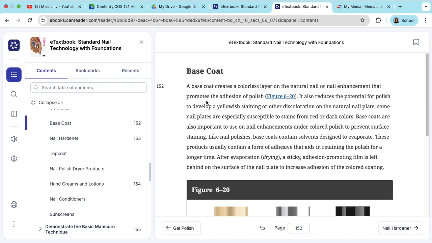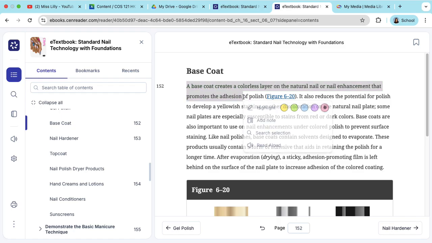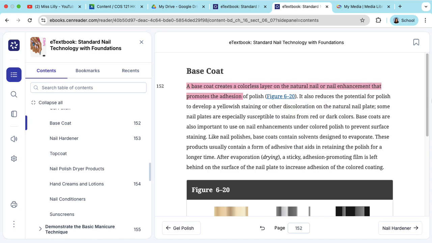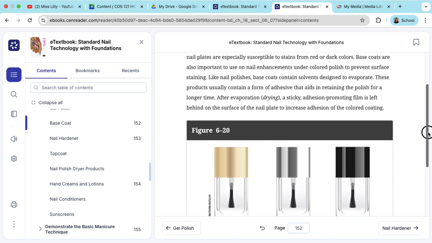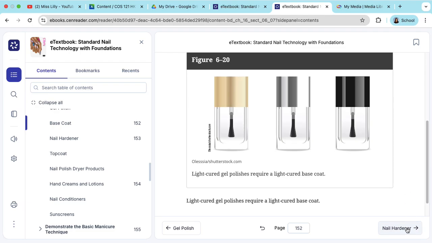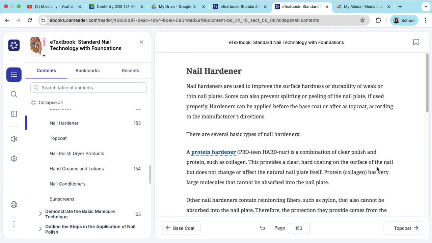Base coat. Base coat creates a colorless layer on the natural nail or nail enhancement that promotes adhesion of polish. So the base coat goes on prior to nail polish. Nail hardener. Nail hardeners are used to improve the surface hardness or durability of weak or thin nail plates.